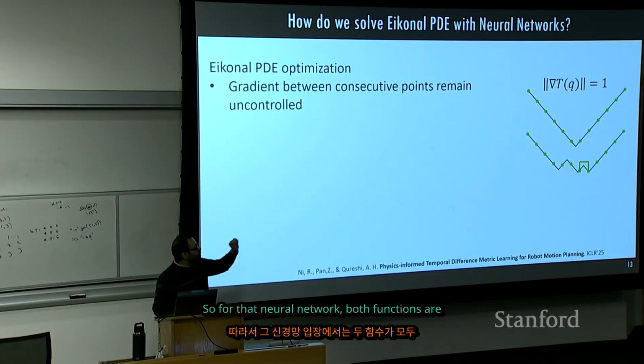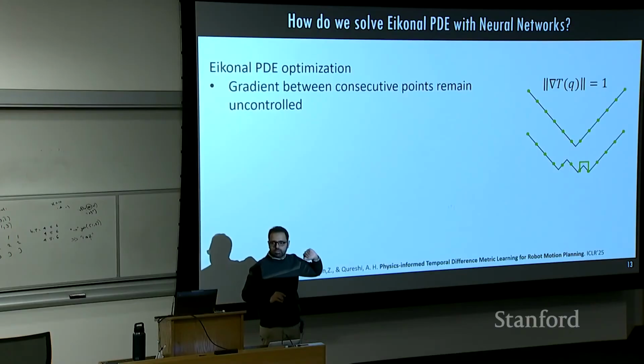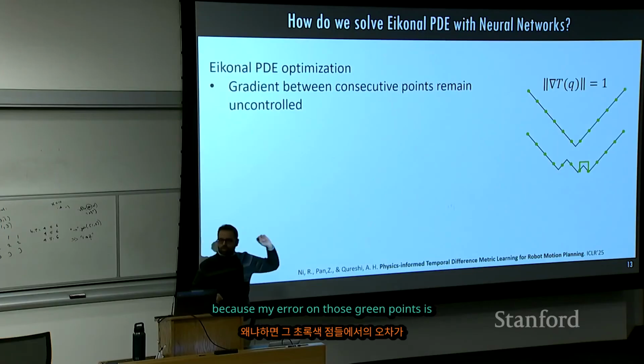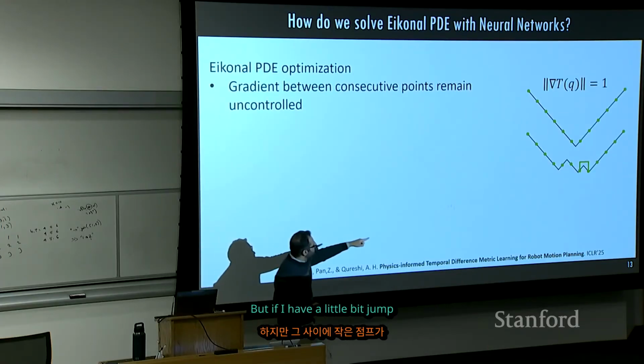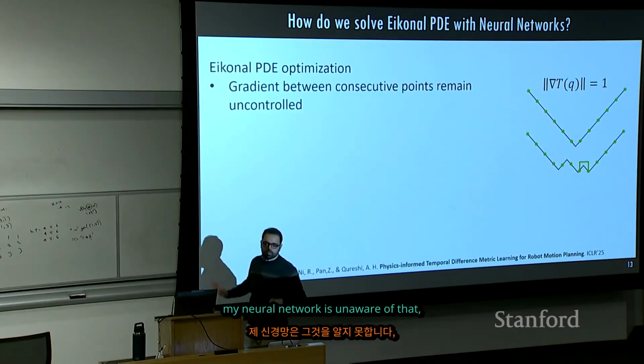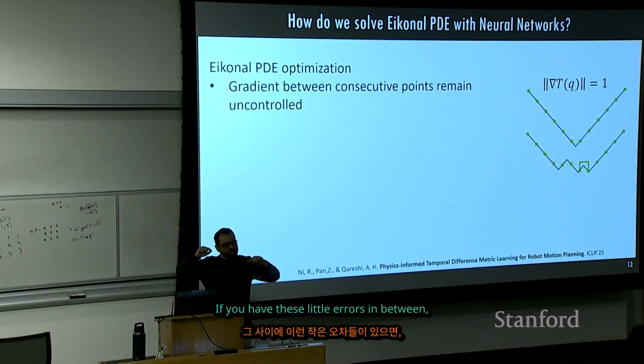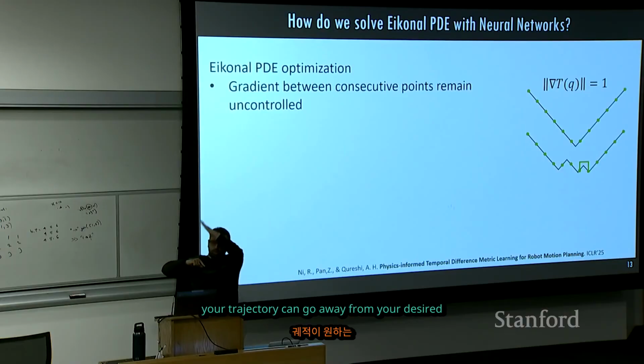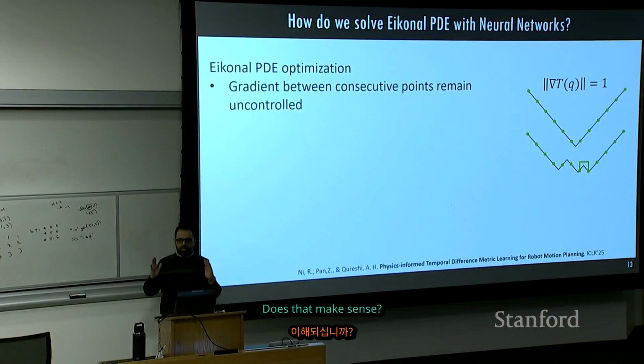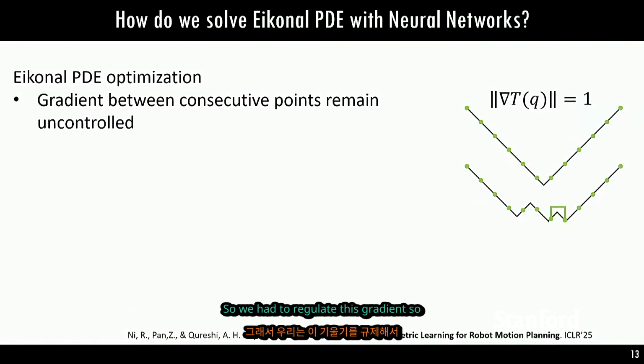So for that neural network, both functions are accurate because my error on those green points is 0. But if I have a little bit of a jump in between them, my neural network is unaware of that because I did not do anything to regulate the gradient between those conjective points. But if you think of a robot trajectory, it starts from one point and then you keep going. If you have these little errors in between, your trajectory can go away from your desired goal. Does that make sense? So we had to regulate this gradient so that these bumps you are seeing capture this absolute function.